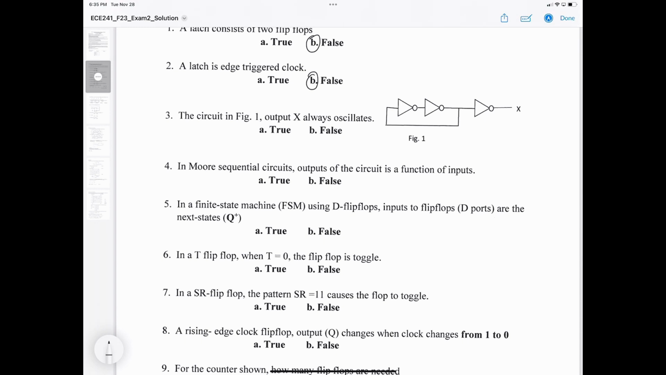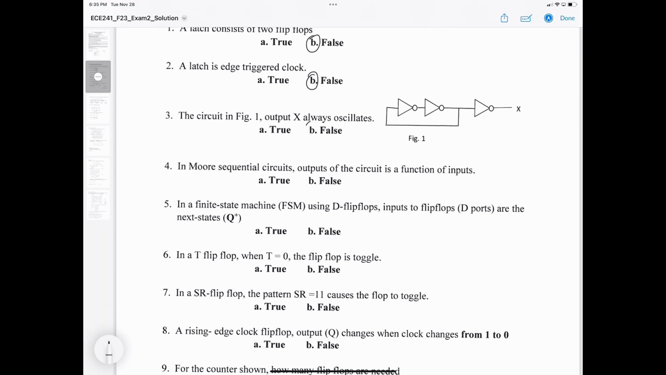Anyways, does this oscillate? No. In order for something to oscillate, there must be an odd number of resistors in this loop. So if there was a third one right here, then yes, it would oscillate. But no, it does not. This does not count since it's outside of the loop.